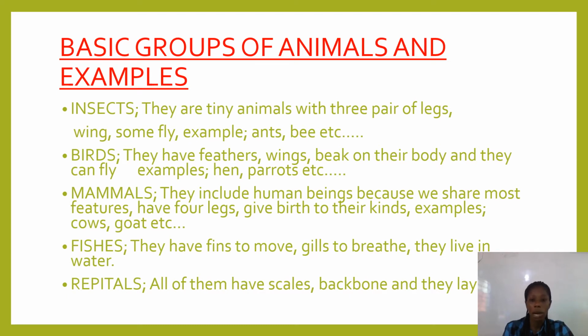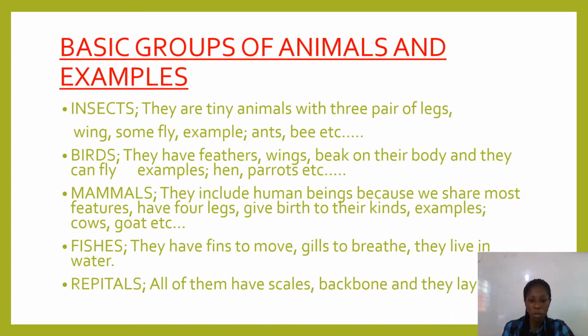And then we also have another group of animals, which are birds. And birds, they have feathers, they have wings, they have a beak on their body. They can also fly. Examples of such animals, we have hen, parrots, and many more that you can mention. Then we'll go to the next group.